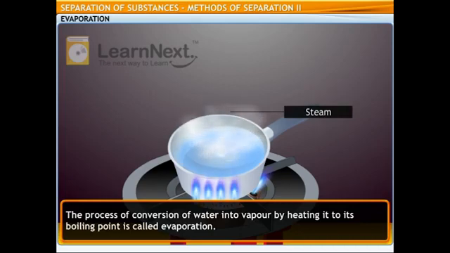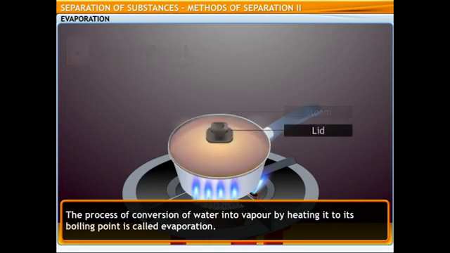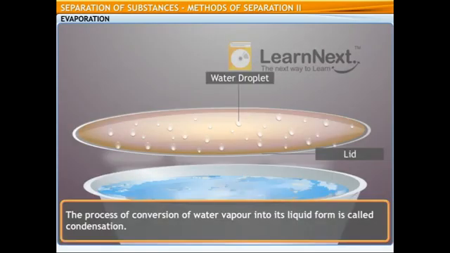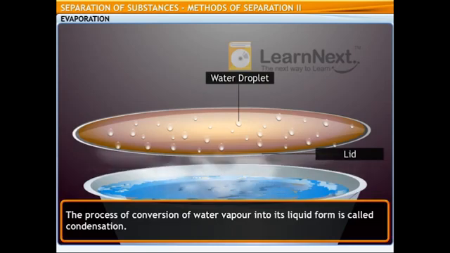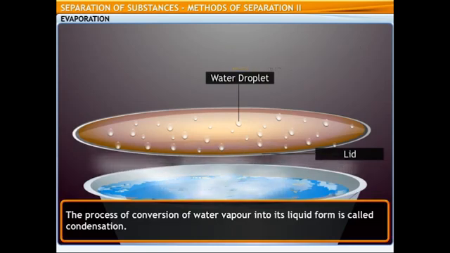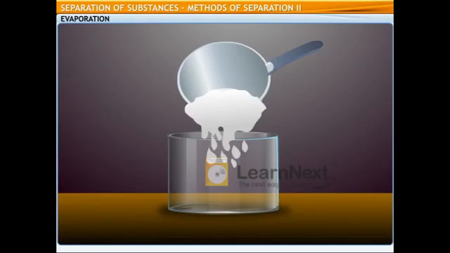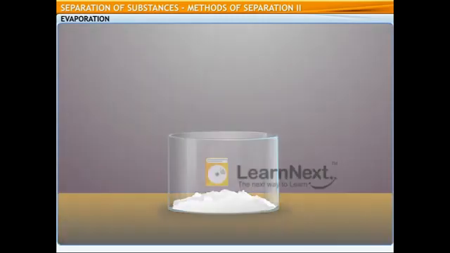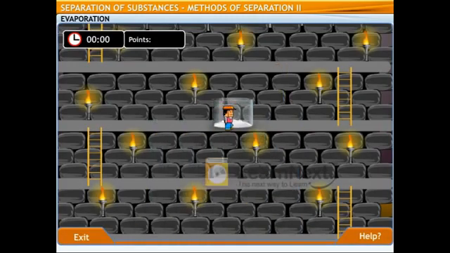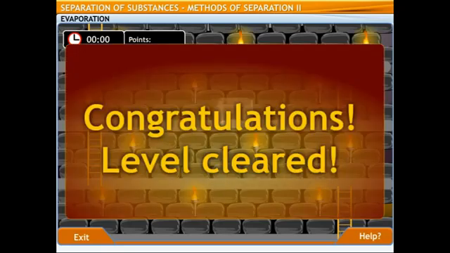Wait a little bit and see what happens. Look, you can see the steam turning back into water when it comes into contact with this cold metal lid. This process is called condensation. We simply evaporated the water, which made it disappear, leaving only the salt. Here's the salt. Yes, another level cleared.